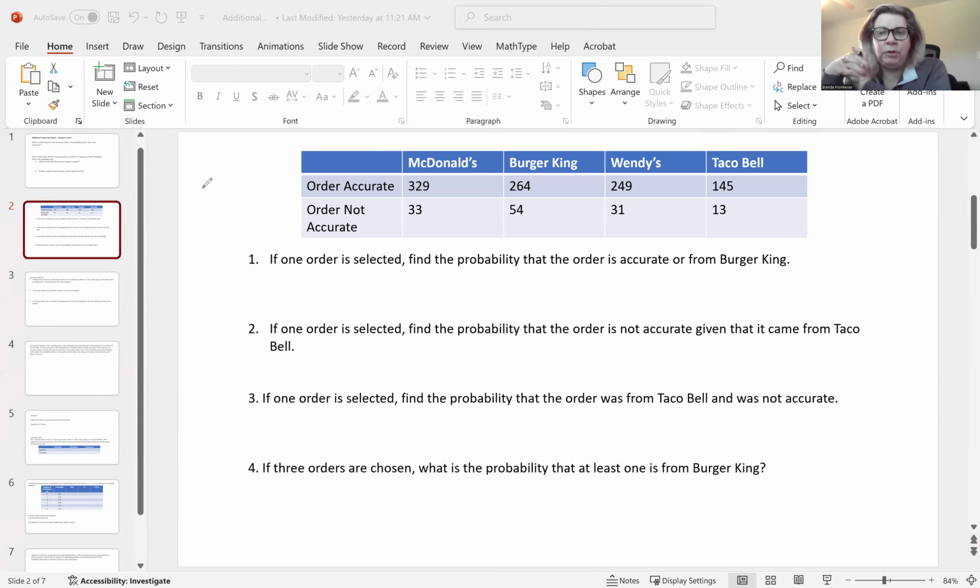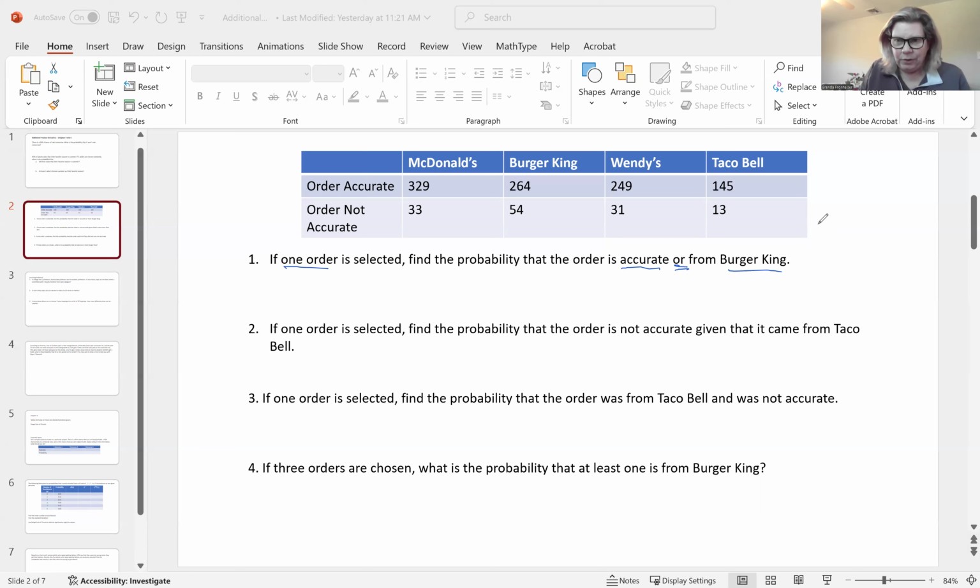Okay, so we've got a table here which shows 4 fast food places and the number of orders that were accurate and the number of orders that were not accurate. Told you before, it's really important. Just take a step back and look at the table first to try to get a feel for what it says. Okay, number 1, if one order is selected, so not multiples, find the probability that the order is accurate or from Burger King. Okay, so we do need some totals here.